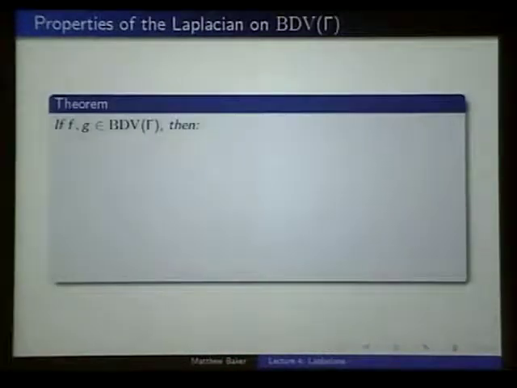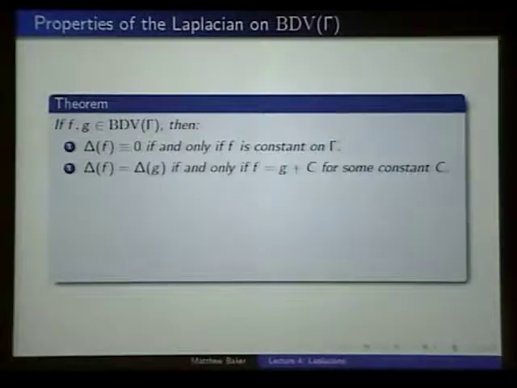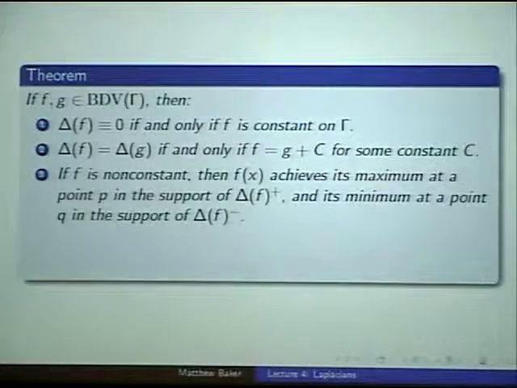Okay, so all those properties I gave just for affine functions, which was just some kind of linear algebra, actually extend to all functions in BDV. So all those properties still work. Laplacian is 0 if and only if f is constant. Laplacians of two functions agree if and only if they differ by a constant.